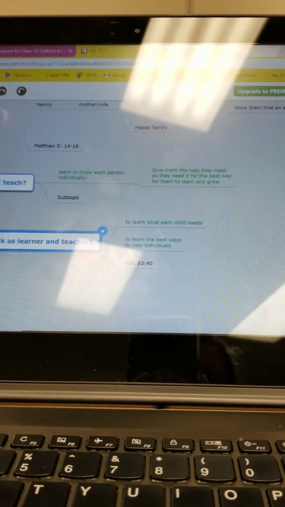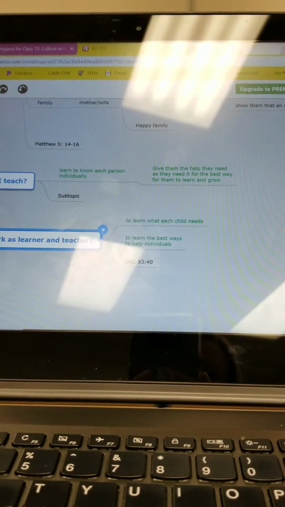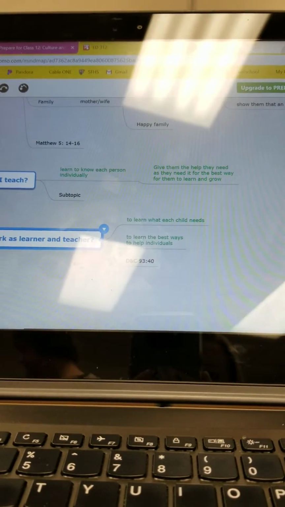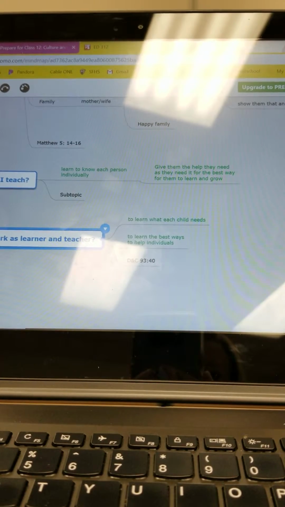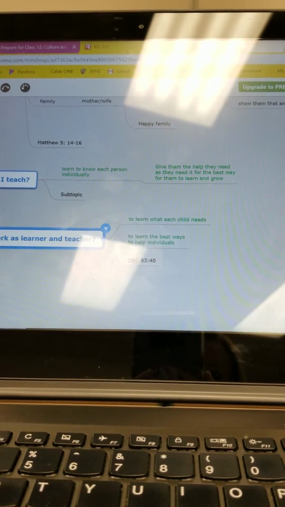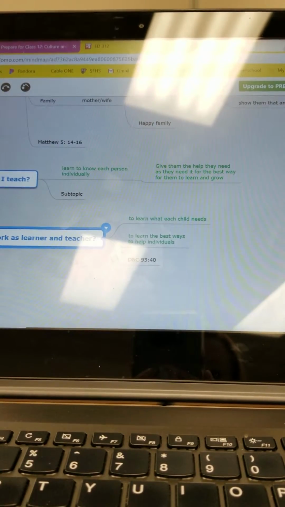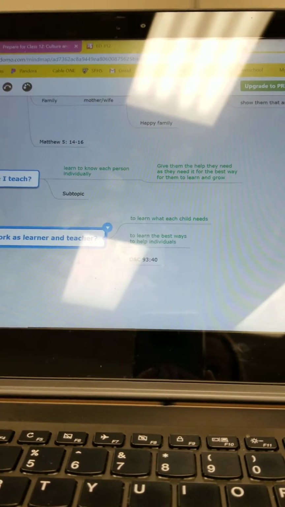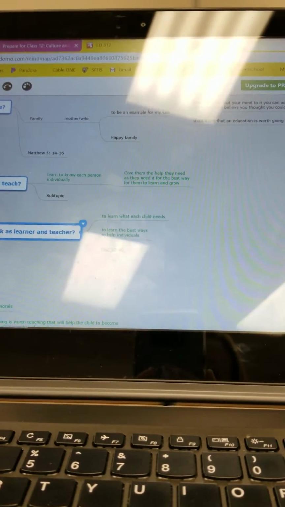How do I view and magnify those that I teach? You want to learn and get to know each person individually. When you get to know them, you can help them with what they need and find the best way to help them progress and learn what is relevant to them, finding what works best for them as a learner.